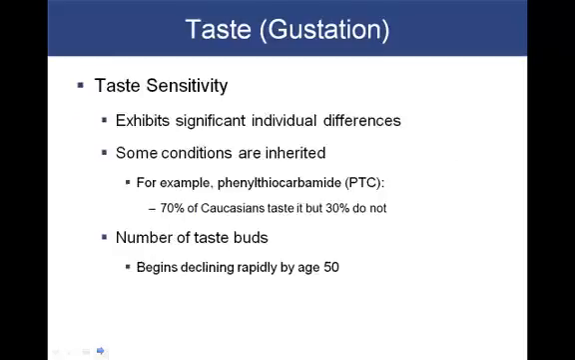In terms of sensitivities, we find that people are different. Some people taste things differently than others. Some of these differences are inherited. For instance, there's a well-known case involving phenylthiocarbamide. I'm sure many of you incorporate that into your evening meals on a regular basis. It's found that 70% of Caucasians can taste it, while about 30% cannot. So there are some differences, and they can be inherited.